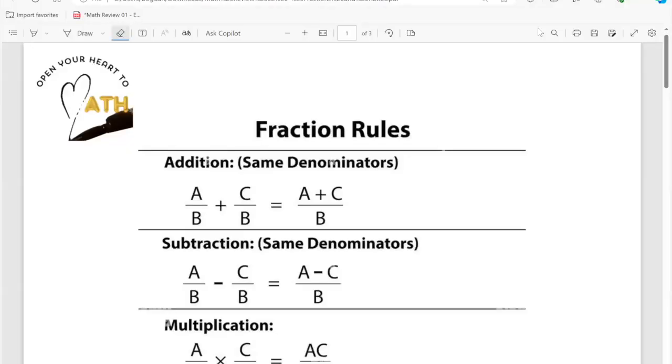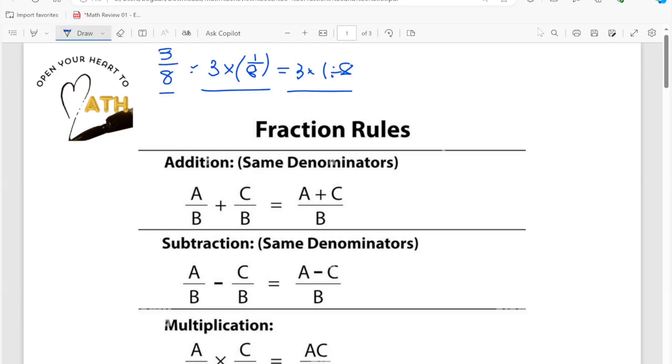Hello, let's talk about fractions. What's a fraction? It's something that shows you a part of a whole thing. We should remind ourselves of the fraction rules.